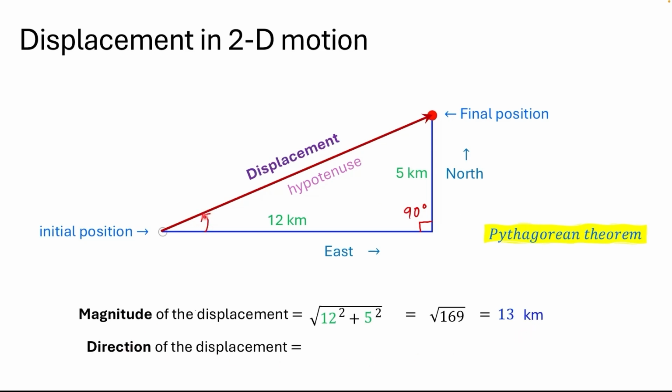If you measure this angle, you will get 23 degrees, approximately. So, the displacement vector is 23 degrees north from the east. So, the direction of displacement is 23 degrees north of east. So the magnitude of the displacement is 13 kilometers. And the direction of the displacement is 23 degrees north of east. Note that, in a 2- or 3-dimensional motion, an angle is used to represent the direction of the displacement. But in 1-dimensional motion, a sign, positive or negative, is used to represent the direction.